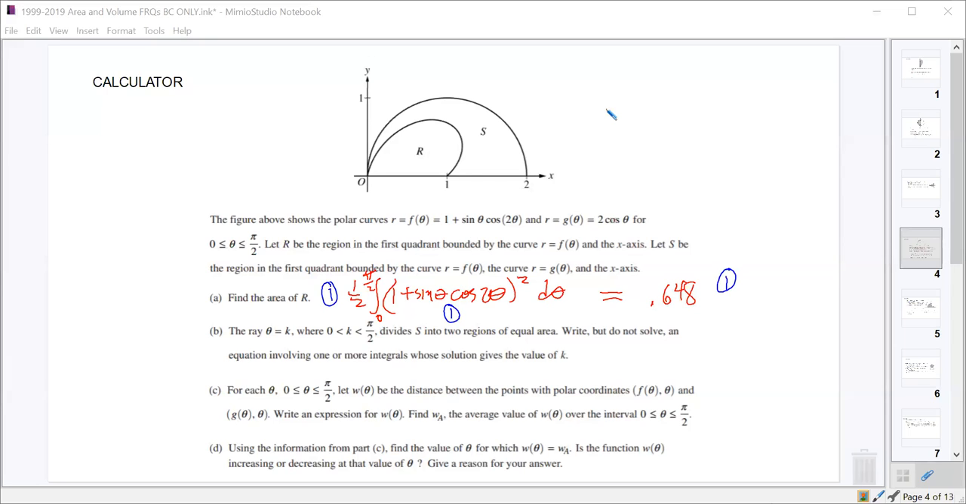Wonderful. All right, part B tells us we've got a ray, theta equals k, between 0 and pi over 2 for k, that takes S and divides it into 2 regions that have equal area. We want to write an equation, we don't have to solve it, that has one or more integrals to give the solution for the value of k. Well, if we're dividing region S into 2 regions of equal area, with some line that goes through here, maybe right around there.